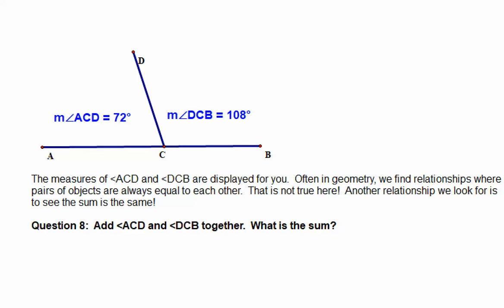The measures of angle ACD and angle DCB are displayed for you. Often in geometry, we find relationships where pairs of objects are always equal to each other. That is not true here. Another relationship we look for is to see if the sum is the same. For question 8, add angle ACD plus angle DCB. What is the sum? So 72 degrees plus 108 degrees.